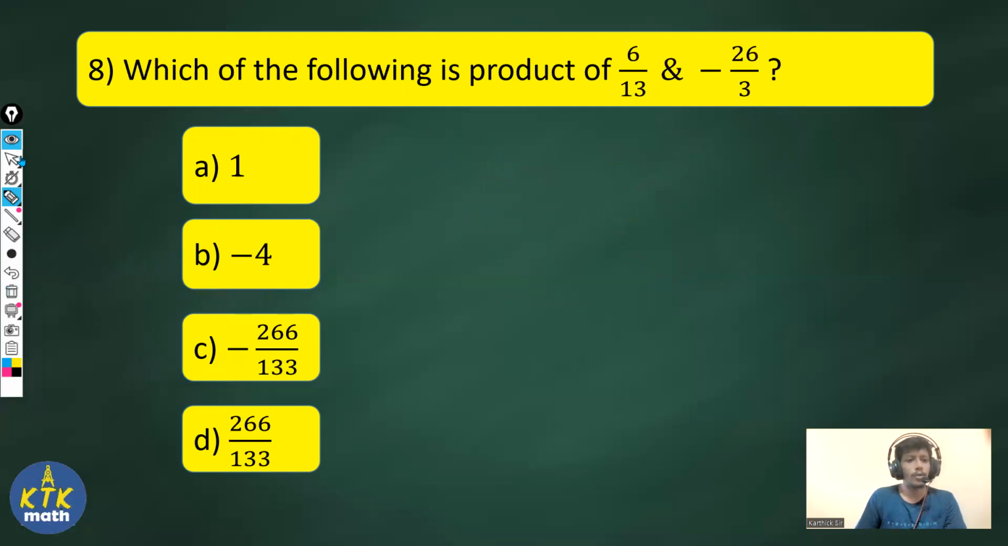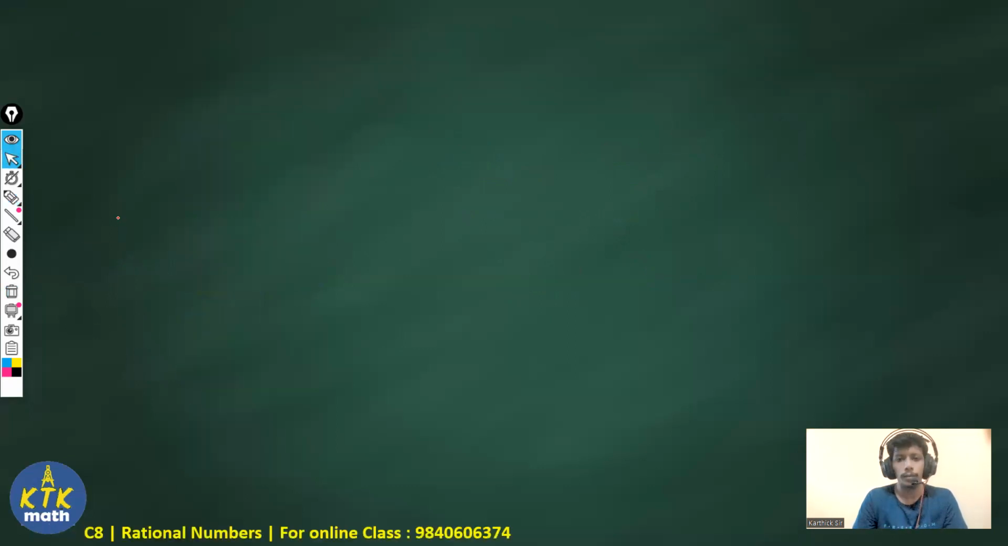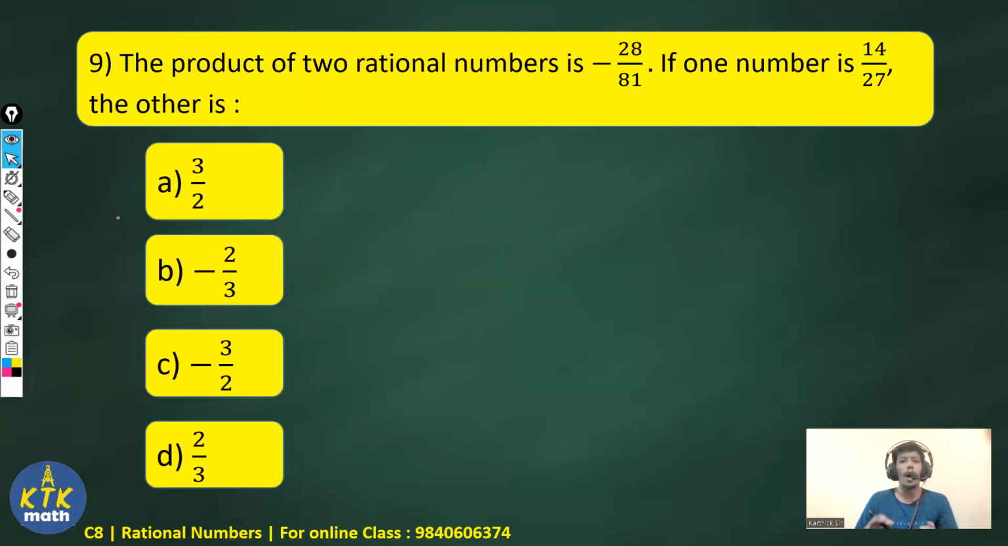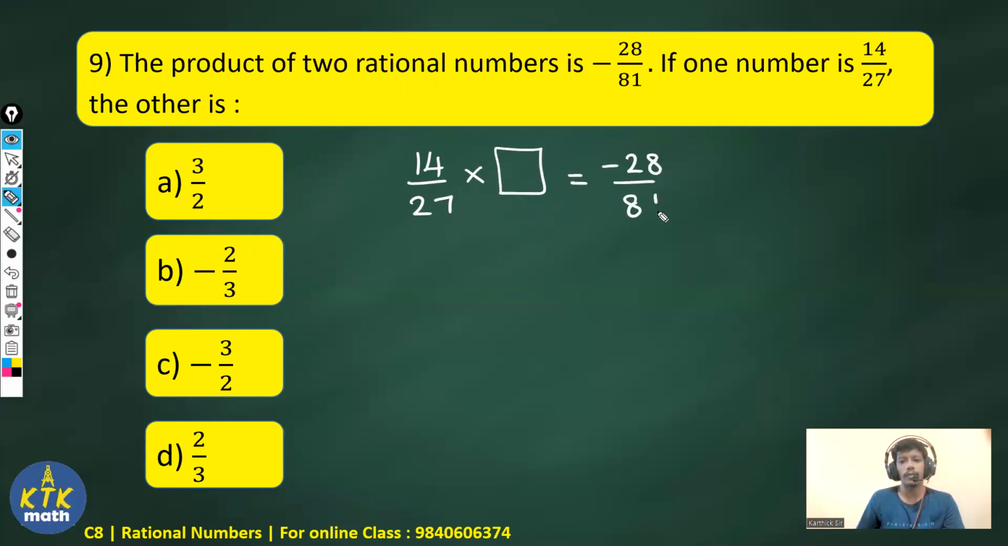Yes. Now let us go to the 9th question of this video. The product of two numbers is negative 28 by 81. If one number is 14 by 27, the other is? So this question is the opposite of the previous question. What they are giving here, try to understand. They gave one number, 14 by 27, and we don't know the other number. But when I multiply, my answer is minus 28 by 81.